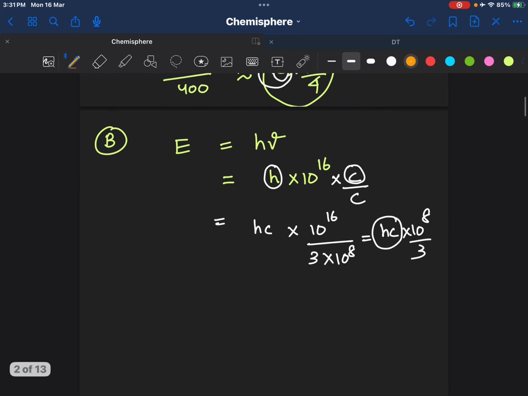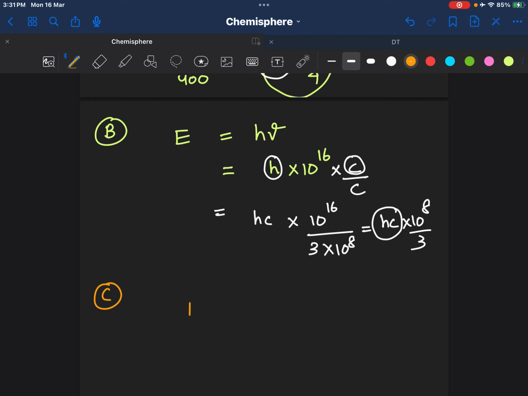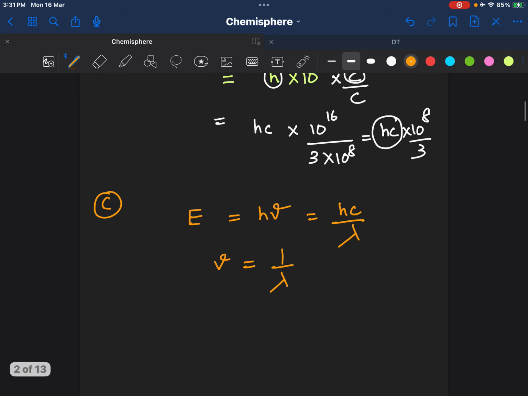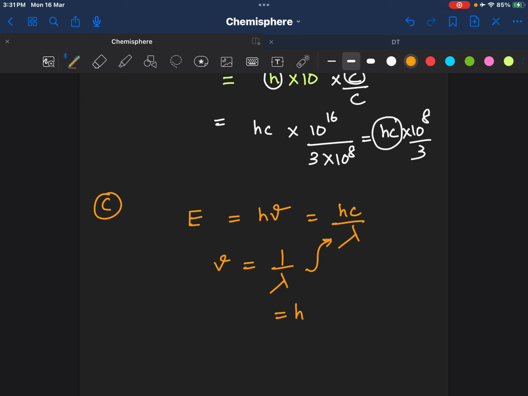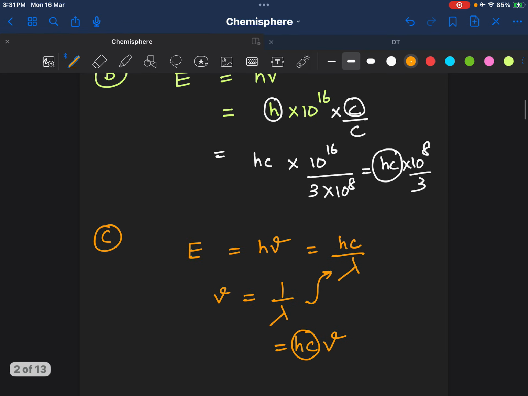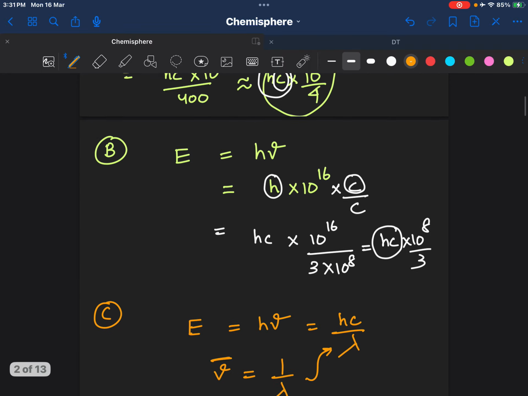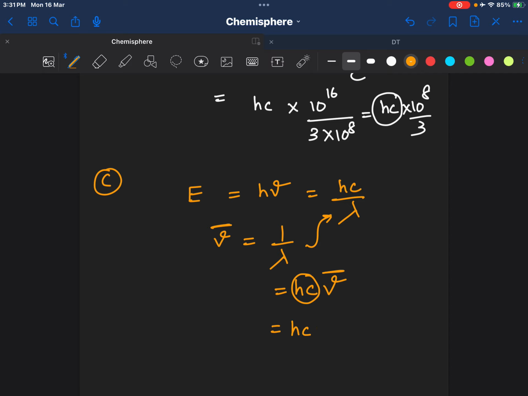For C, we again know that E is equal to h nu, which can be written as hc by lambda. The wave number is equal to 1 by lambda, so this formula becomes hc times the wave number. So no need to do anything, we have the hc term already. Sorry, this is wave number. The wave number is given as 10 power 6 meter inverse, so I can write it as hc into 10 power 6. Now we can compare.